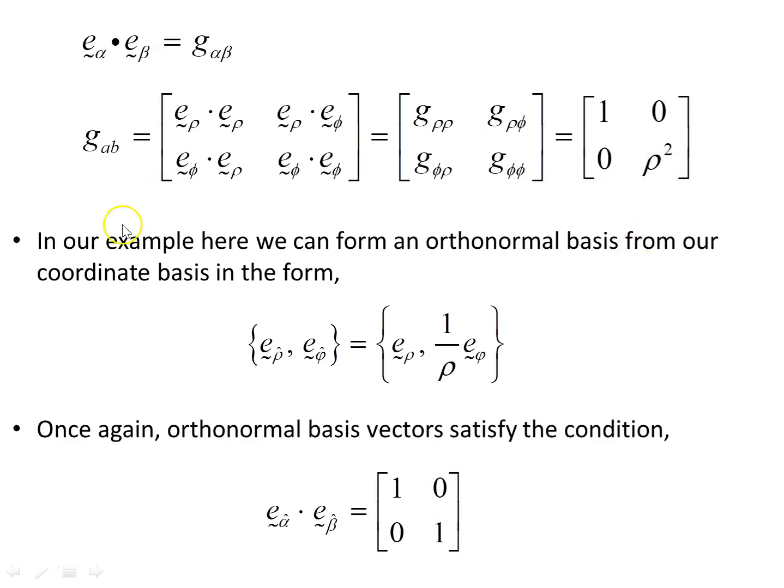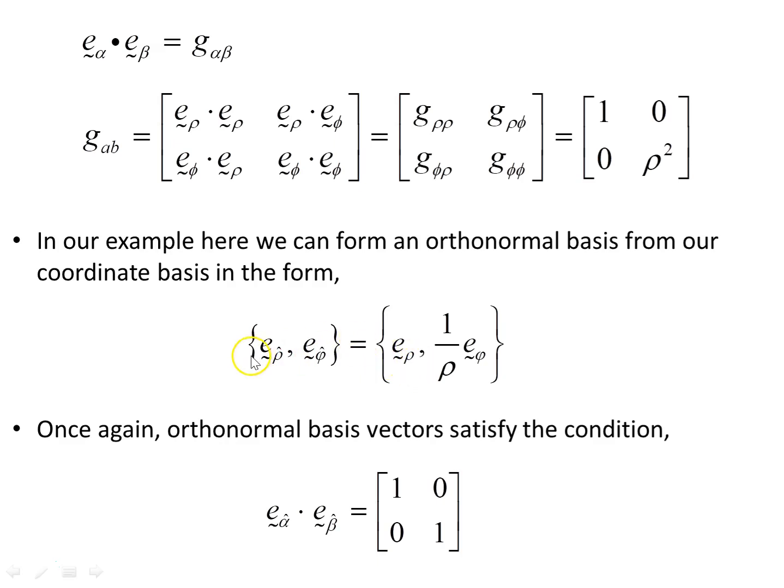All right. So in our example here, we can form an orthonormal basis from our coordinate basis in the form e_rho hat and e_phi hat. This will be our orthonormal basis, two vectors for this two-dimensional space. In terms of the coordinate basis, if we multiply e_phi by 1 on rho, we get e_phi hat, which is now an orthonormal basis vector, and e_rho hat is the same as e_rho, as we found.